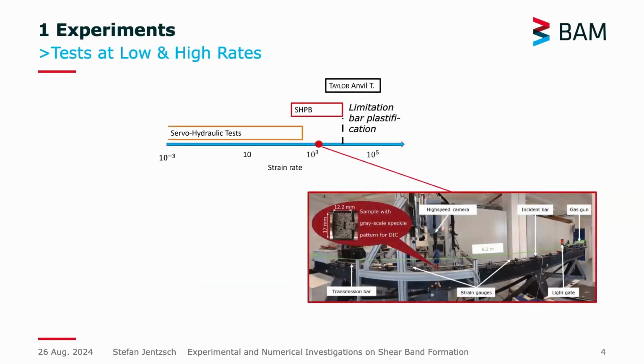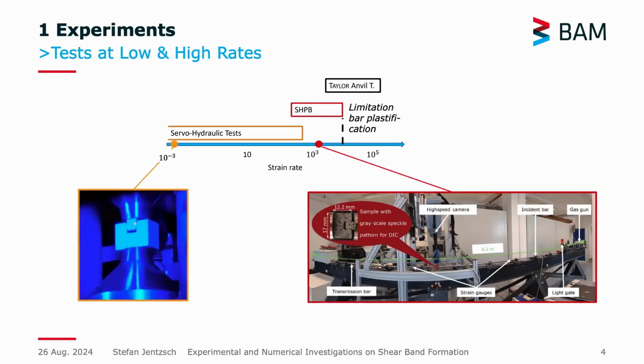For the high-speed tests I'm concentrating on, we use a very special setup for these high rates, where wave propagation is conducted through two elastic bars on both sides of the very small specimen. For the measurements, we use strain gauges at the bars and high-speed digital image correlation for the small specimen. For comparison and model identification, we also use quasi-static tests at the other edge of the strain rate table.